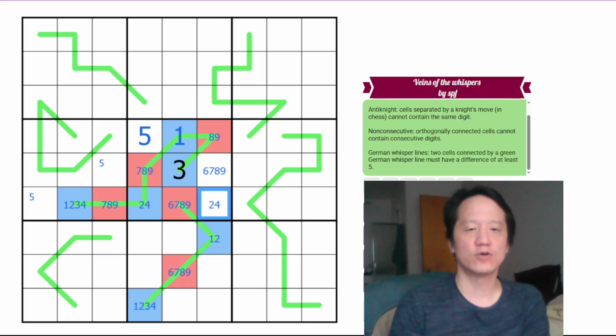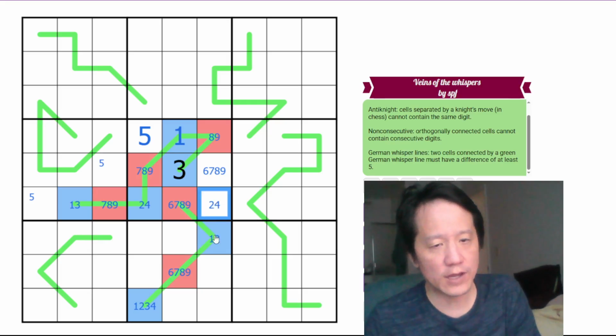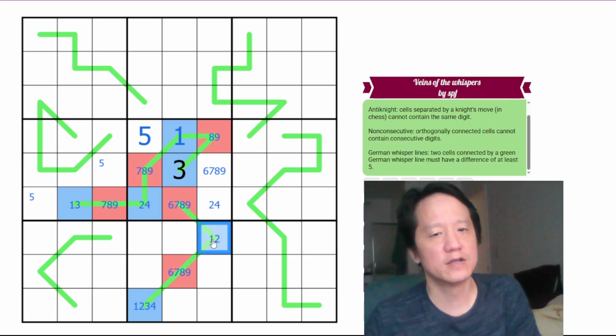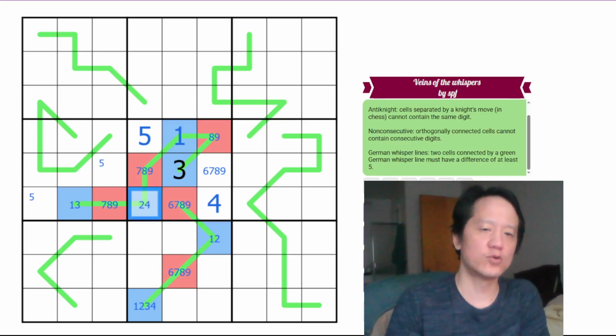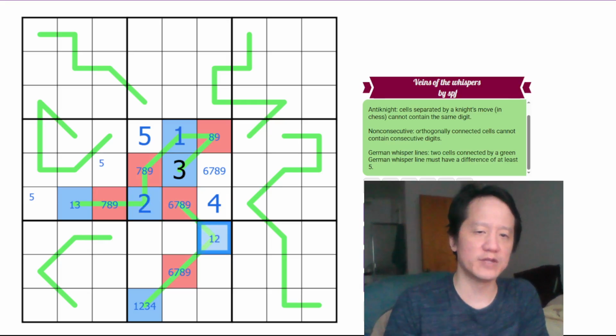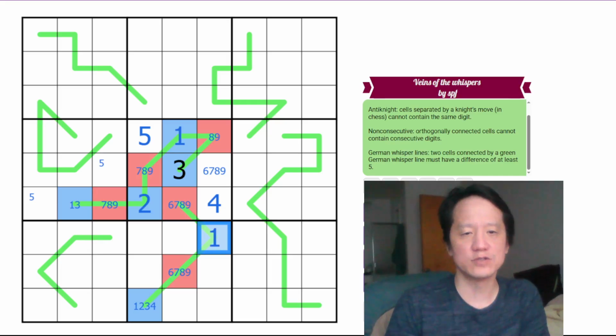It's 2 and 4. So this is a 2, 4, 2, 4 pair in row 6, which eliminates 2 and 4 from the rest of the row. So this is 1 or 3. If this were, say, a 2, that would force this to be 1. And the 2 and the 1 would be orthogonally connected and be consecutive, which is not allowed. So this cannot be 2. This has to be 4, which makes this a 2. This 2 eliminates this from being a 2 because it's a knight's move away. So this is 1.